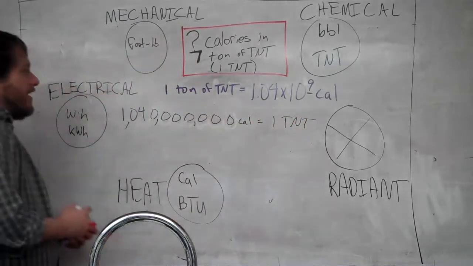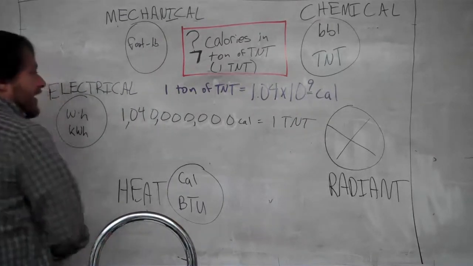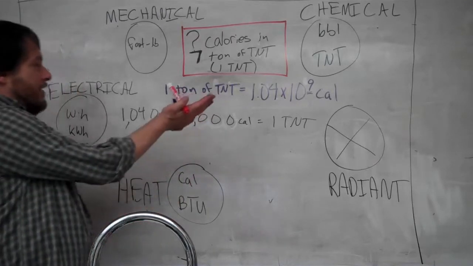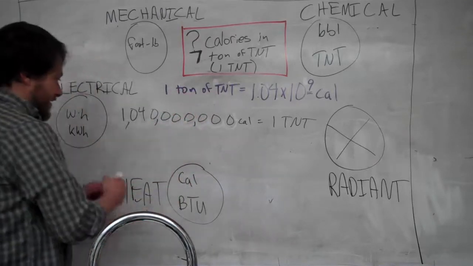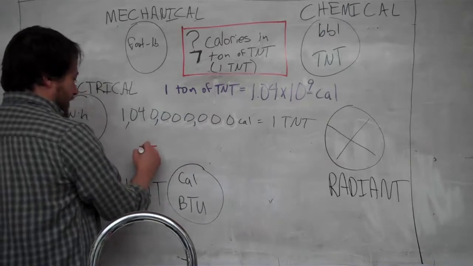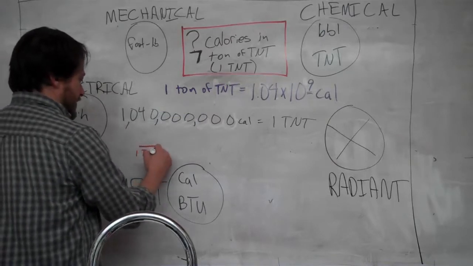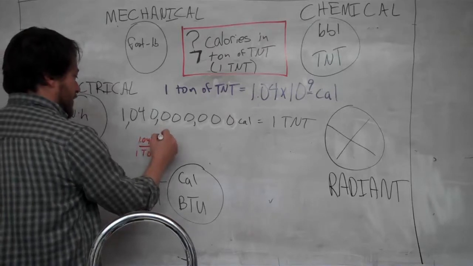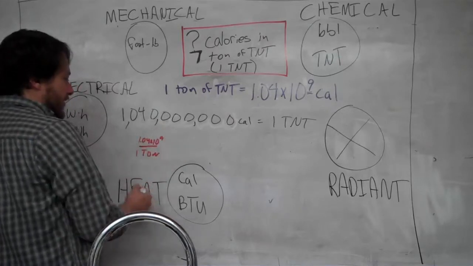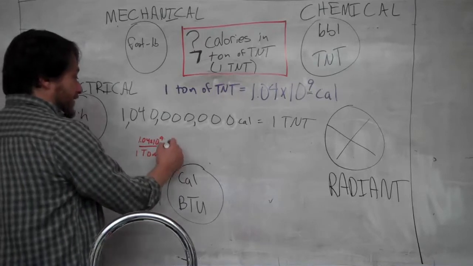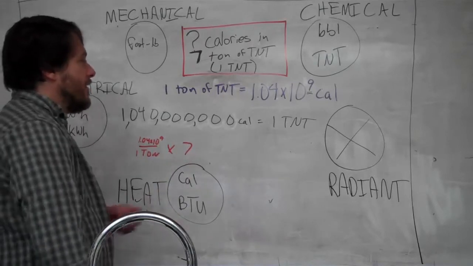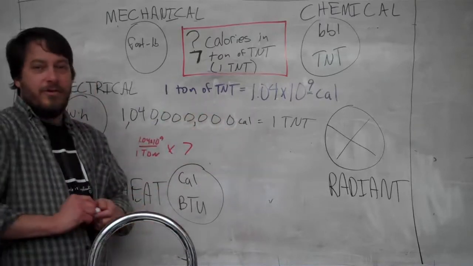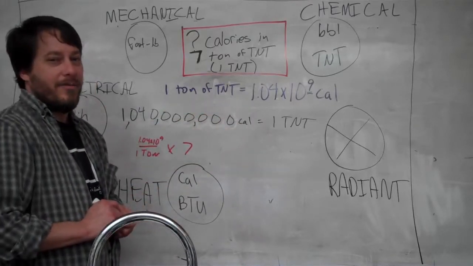And so how are we going to get our answer? It's pretty easy. If you think of it this way, okay, I have 1 ton of TNT. If 1 ton has that amount of energy, 1.04 times 10 to the 9, I have 7 of them. So you have 7 of something that 1 ton is this much. So what you would do is you would get your calculator, and now I have to get my calculator.